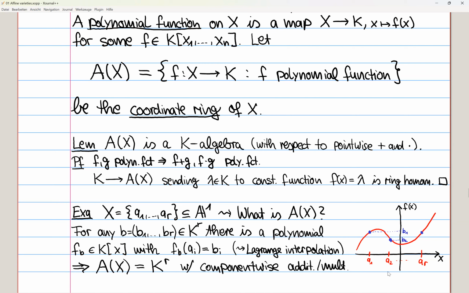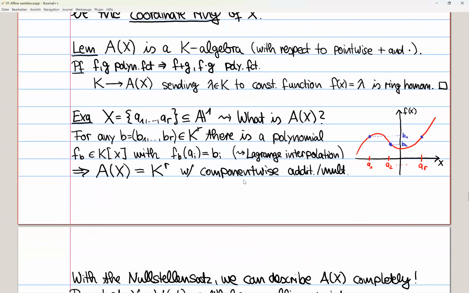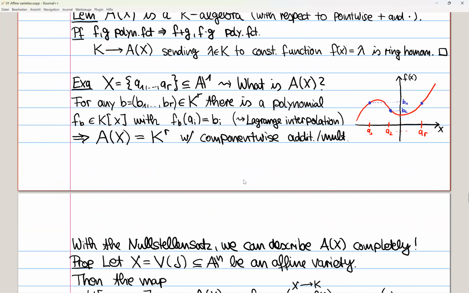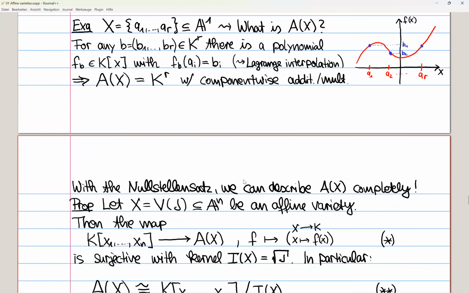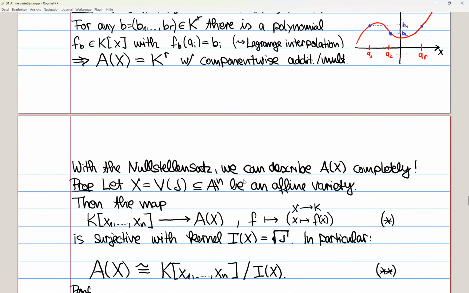So this was a very simple example. And here you see we could kind of work out by hand what happens. But if X is a more complicated affine variety in some bigger space, we now want to understand what the polynomial functions on it are. And luckily, we now have all the ingredients to do it, because essentially we will again use this Nullstellensatz. And the statement is as follows.